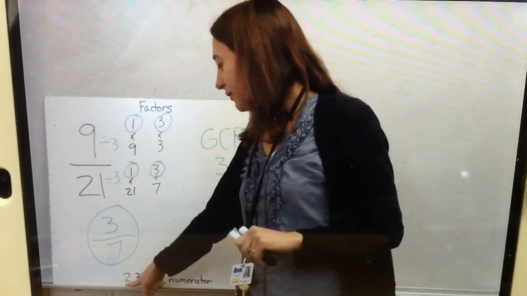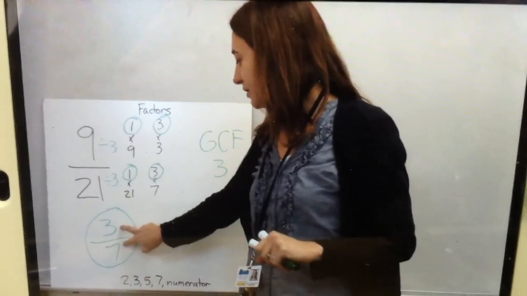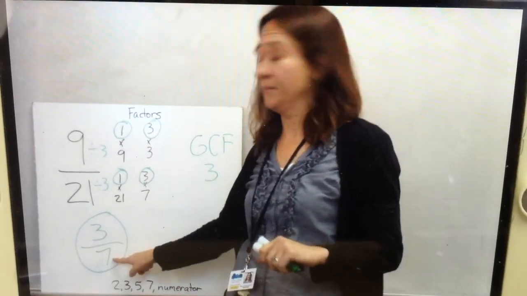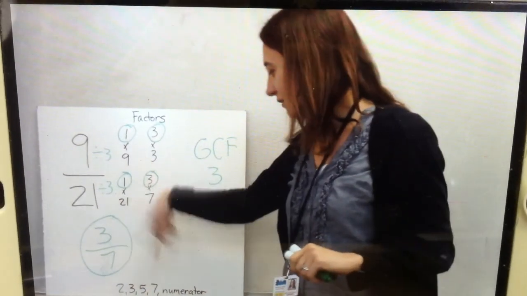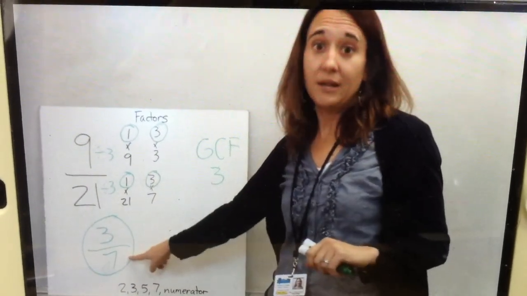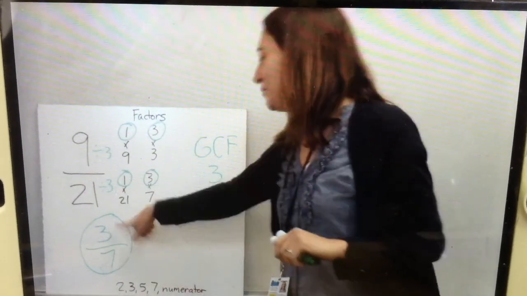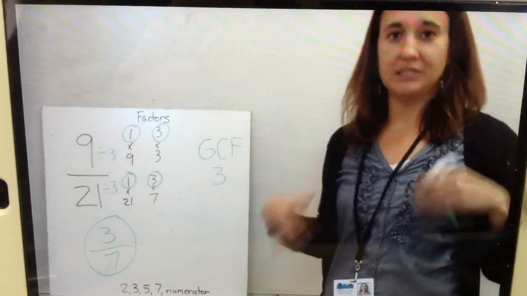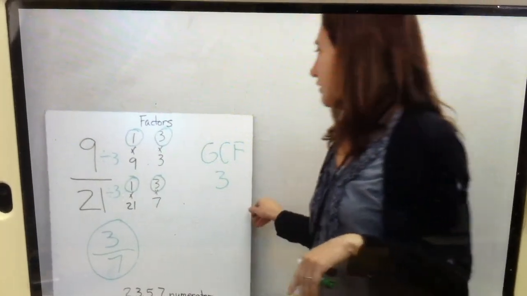Can both the numerator and the denominator be divided by 2? No. What about 3? Well, yeah, the numerator, but not the denominator. What about 5? Neither one. 7? Denominator, yes, but not the numerator. And the numerator is 3. We've already checked that. So yeah, we know we're in simplest form. It's just an easy check to do to check ourselves again.